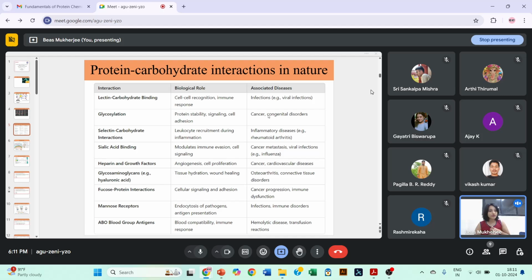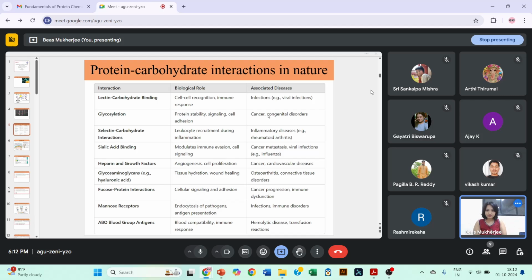So lectin carbohydrate interaction, this is important when it comes to the immune response in our body. We'll read about that soon. Then there is glycosylation. I told you about protein post-translational modifications, right? So this is very important when it comes to cell signaling and protein stability as well. Then there is selectin carbohydrate interactions, again important in immune responses.